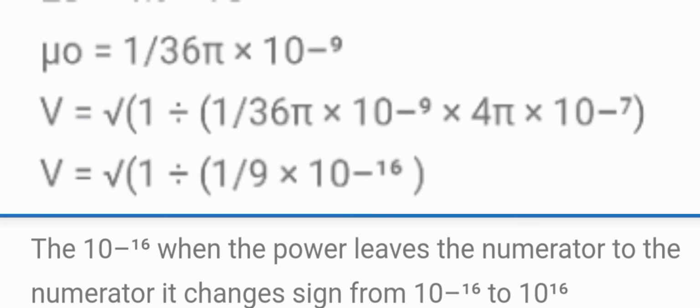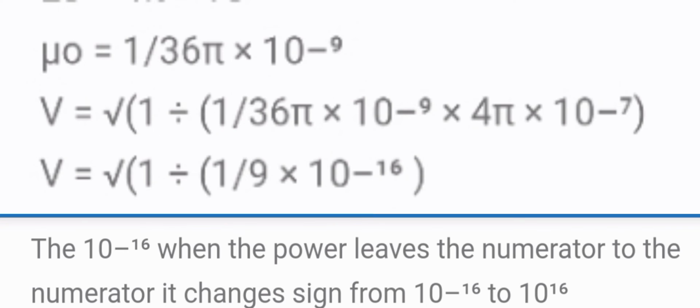Now when you multiply this, you observe that 10 raised to minus 9 times 10 raised to minus 7 gives us 10 raised to minus 16. For 1 over 36 pi times 4 pi, how many 4s can we see in 36? We can see 9. So pi cancels pi, and 36 divided by 4 is 9. So we are left with 1 over 9 times 10 raised to minus 16.